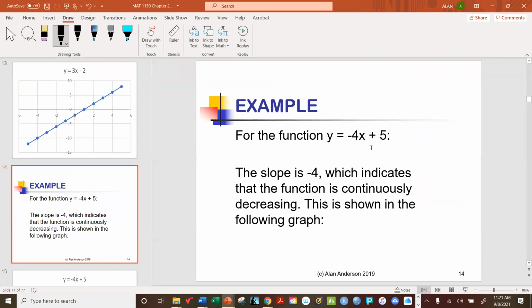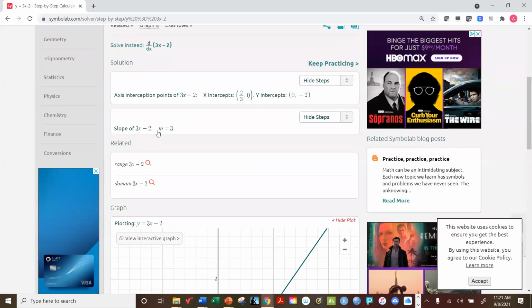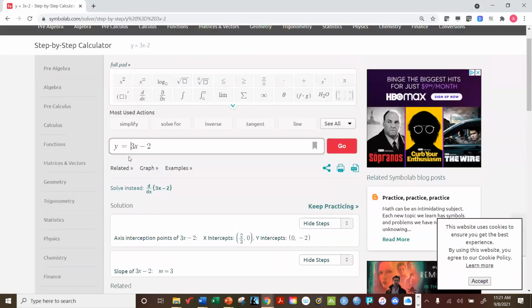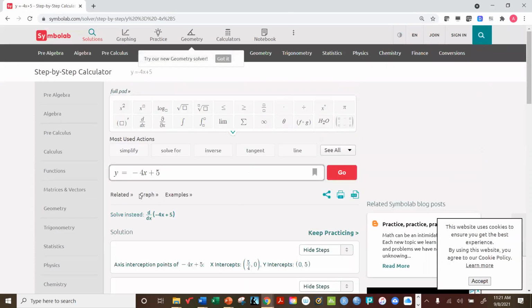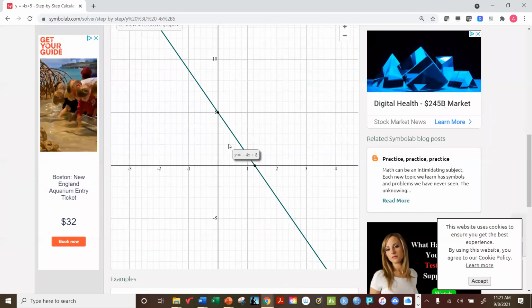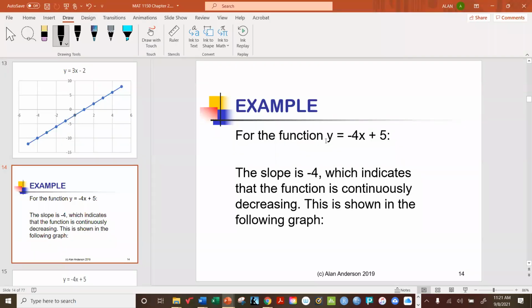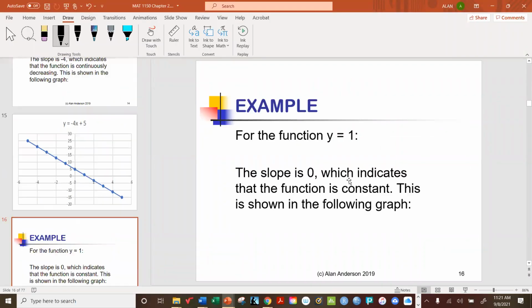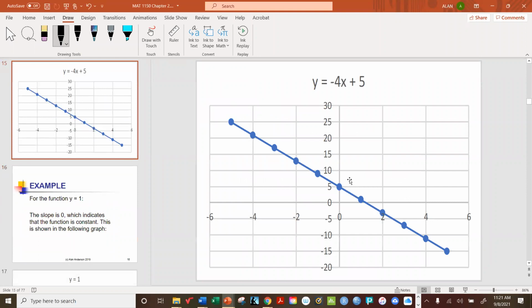Now this one is downward sloping because the slope is negative. Let's take a look at it. -4x plus 5. Oh, just as we predicted, it's downward sloping. The intercept is in fact 5. So there should be no surprises there. And this is the Excel version. It's a little awkward, but you can see what you need to see.